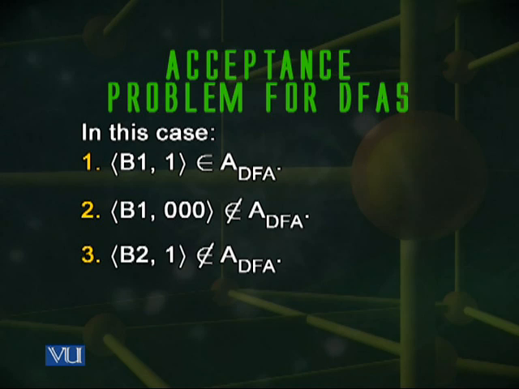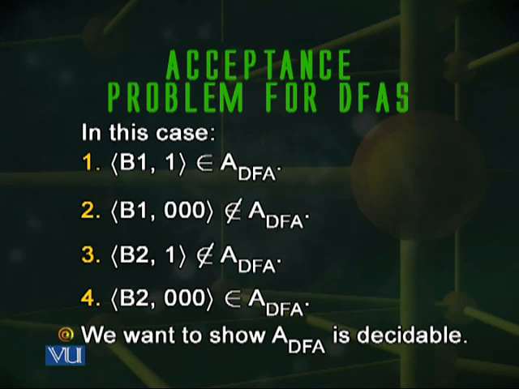Similarly, the DFA B2 will not accept the string 1, so the encoding of B2, 1 is not in A_DFA. And lastly, since the DFA B2 does accept the string 0, 0, 0, the encoding of B2, 0, 0, 0 is in A_DFA.